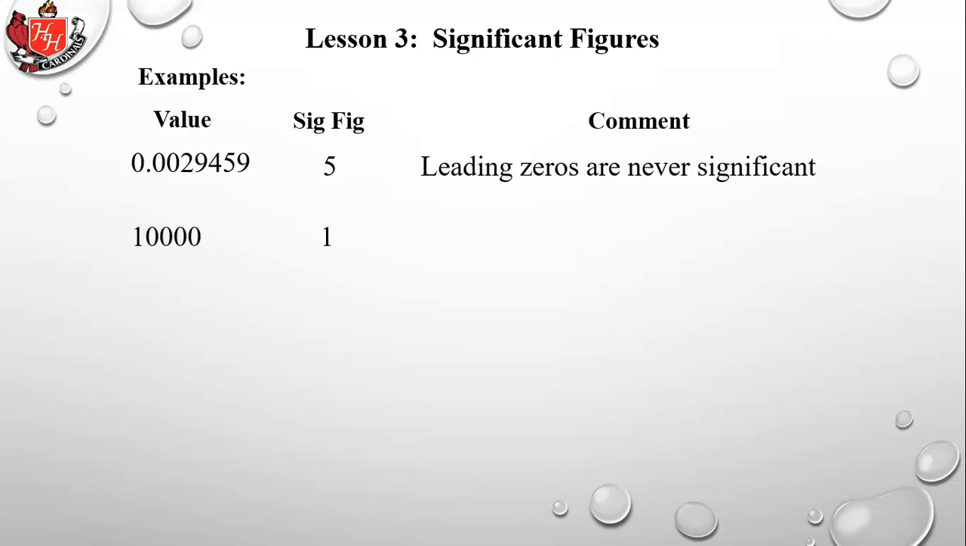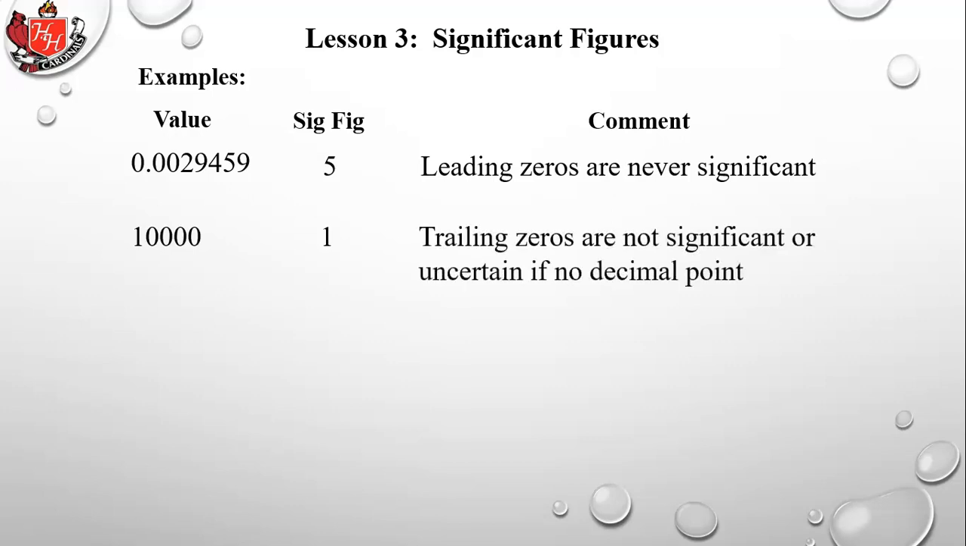10,000. Well, if there's not a decimal there, we're going to say that that's only one significant figure. Trailing zeros are not significant or are uncertain if no decimal point. How about this one? 8 significant figures. All zeros are significant. So 3 of the zeros are in between non-zero digits. The 4th zero is the one on the right, and that is significant because there is a decimal point there. So that's significant. Again, commas have nothing to do with anything other than to make a number easier to read.